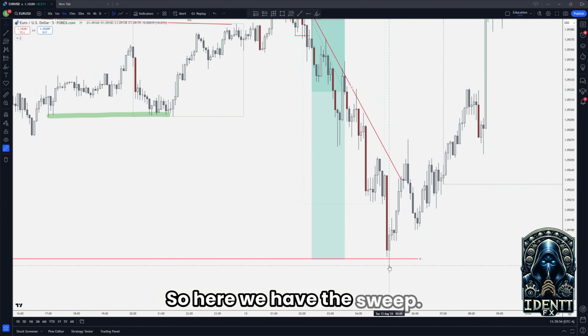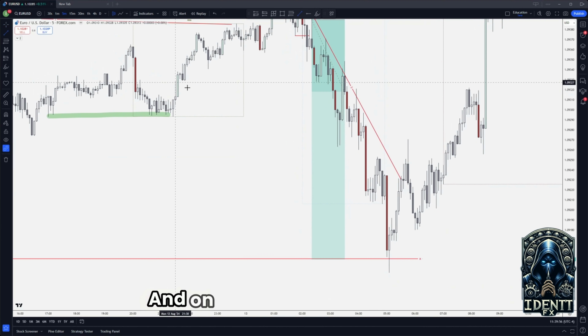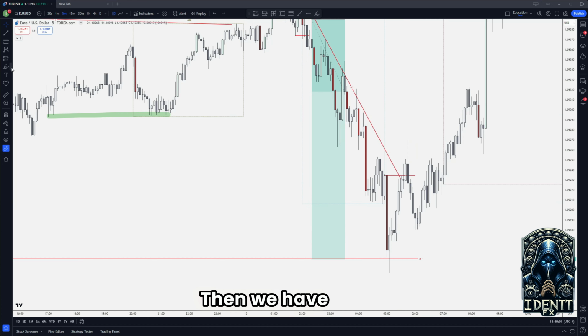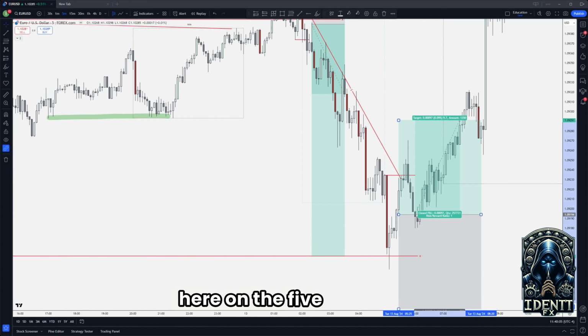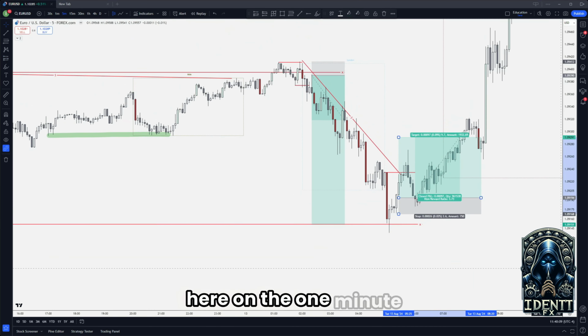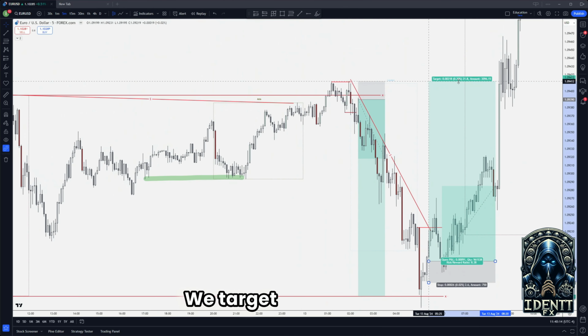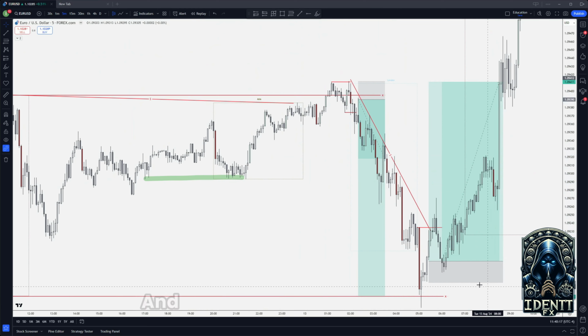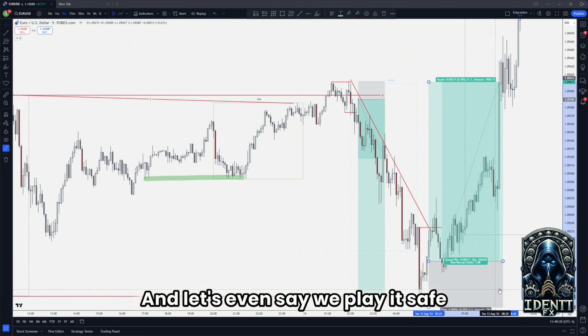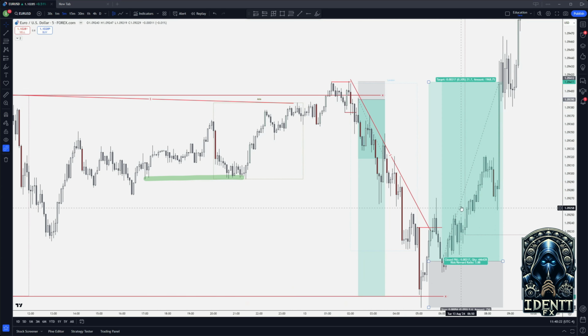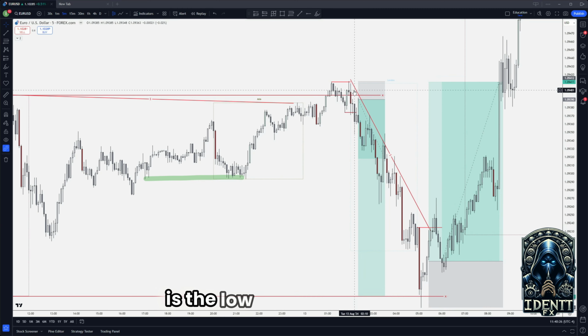So here we have the sweep, we have the market structure shift. And on the 1 minute, you will see that that's probably going to be somewhere over here. Then we have our entry. Let's say we enter off of the extreme fair value gap here on the 5 minute. I'm pretty sure that right here on the 1 minute, we can spot a sweep, so we can manage off of that. And then what do we target? We target the opposing end of that trendline liquidity. And let's even say we play it safe and put our stop loss all the way down there. This would have still netted us 3.88R. And let's be honest, this is the low hanging fruit.